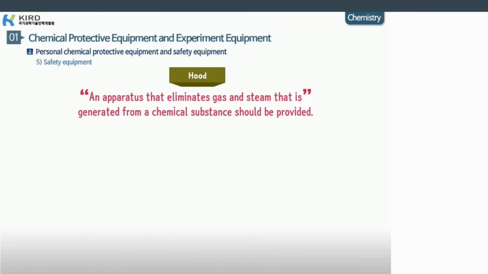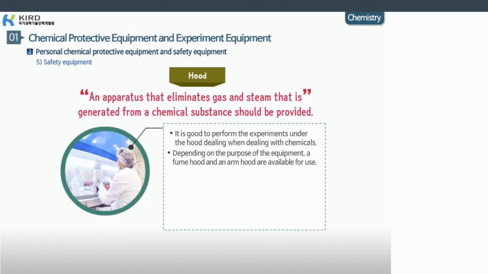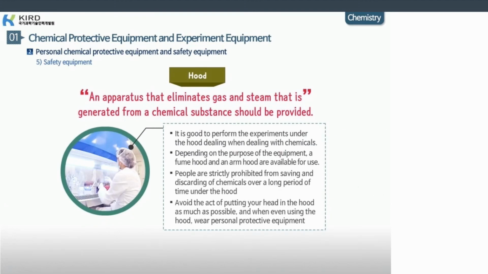A hood is an apparatus for eliminating the gas and steam that is generated from a chemical substance. It is good to perform experiments under the hood when dealing with chemicals. Depending on the purpose of the equipment, there are a fume hood and an arm hood. Strictly prohibited are the acts of saving and discarding chemicals over a long period of time under the hood. Avoid the act of putting your hand in the hood as much as possible. And when using the hood, wear personal protective equipment.